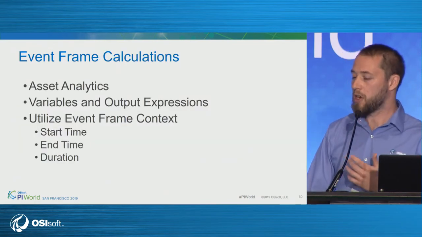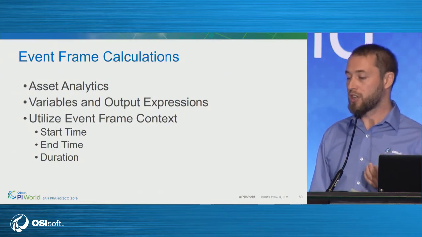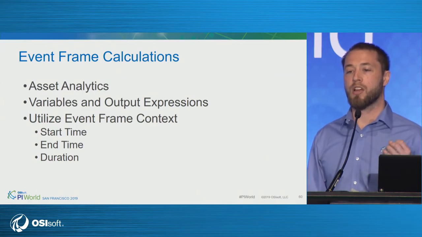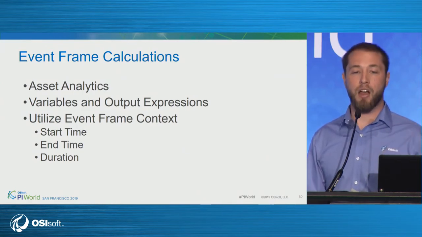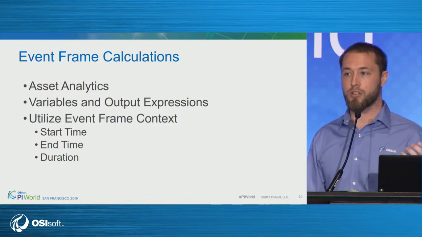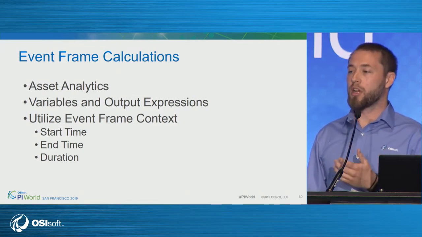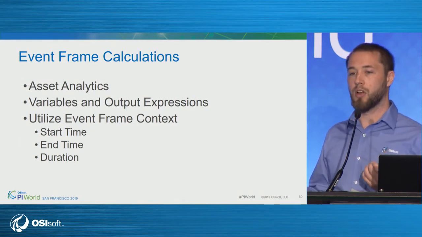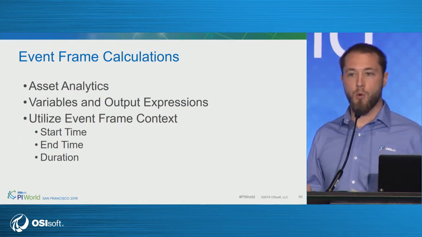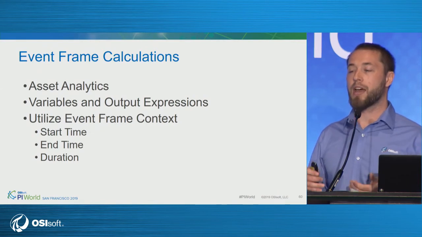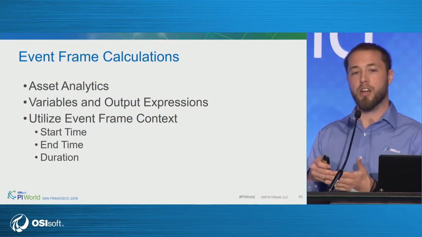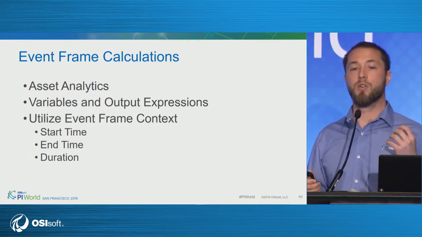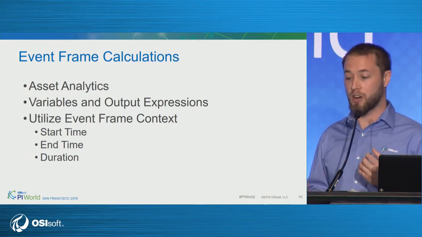The last thing I'll talk about for event frame creation is Asset Analytics and the ability to create analyses that have variables and output expressions. So previously, when you did event frame generation with Asset Analytics, you could only utilize start and end triggers. With some of our recent releases, we now added the option to do variables and output at close, and this allows you to do calculations within the context of your event frame.